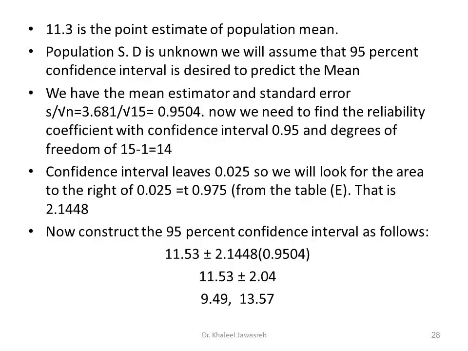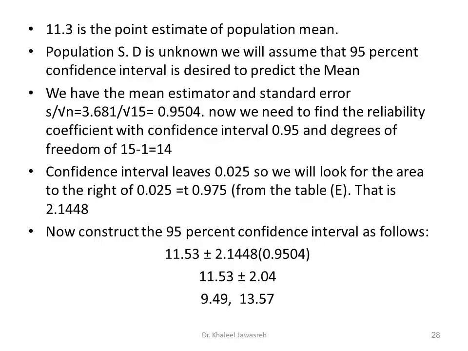Okay, so we have the estimator of the standard error, which is the standard deviation over the square root of the number of observations. It means 3.681 over the square root of 15. It will yield 0.9504. Now we need to find the reliability coefficient for a confidence interval of 95%. Now we are targeting a 95% confidence interval, not 99% as in the previous example. And degrees of freedom is 15 minus 1. Now we are dealing with 14.